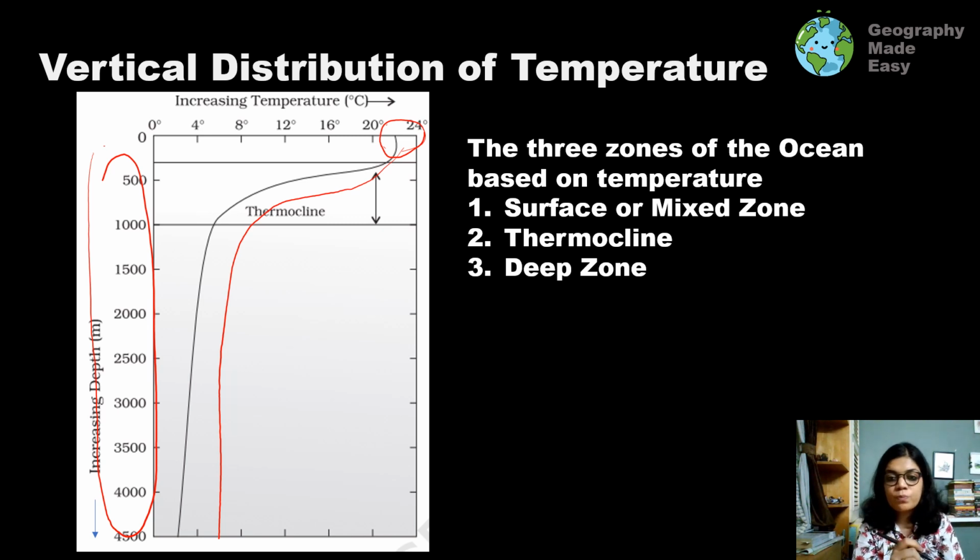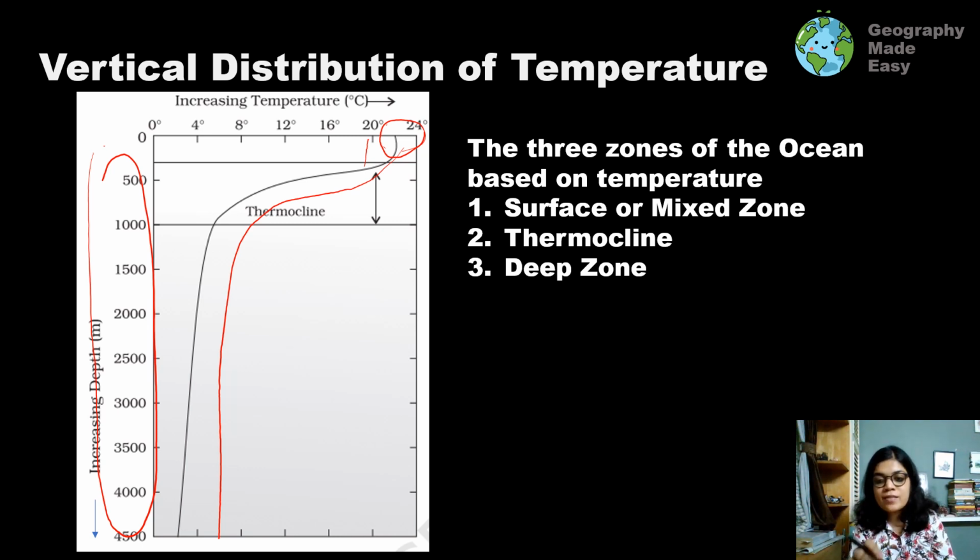So only the surface part of the ocean is warm, and then we see a steady decline of the temperature as you move down. There are basically three zones which can be recognized based on temperature. The first is the surface or the mixed zone, the next is the thermocline, and finally we have the deep zone. The surface zone is between 0 to 350 meters. Then from 350 meters to 1000 meters we have the thermocline, the in-between layer, and then the temperature quickly becomes very cold when we go into the deep zone.